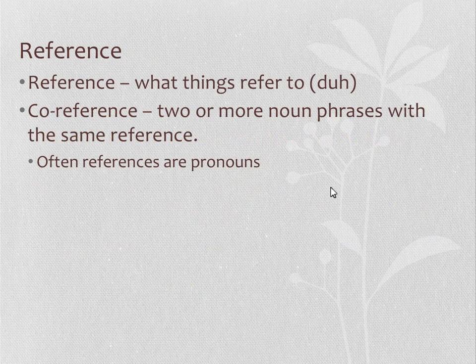So referencing is a special type of inferencing. It allows us to figure out what things are referring to. So I put duh here because it seems silly to define reference, but it's what things refer to. A co-reference is two or more noun phrases with the same reference. And so pronouns, this is really our understanding of pronouns, and how we disambiguate which pronoun goes with which noun or which topic.